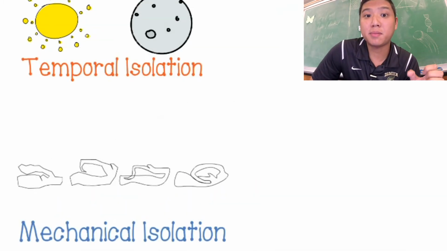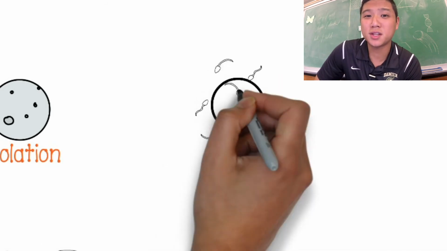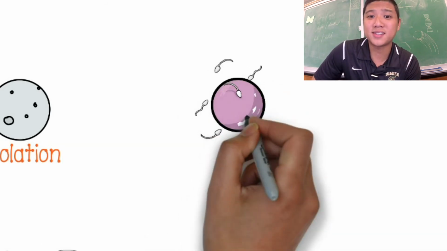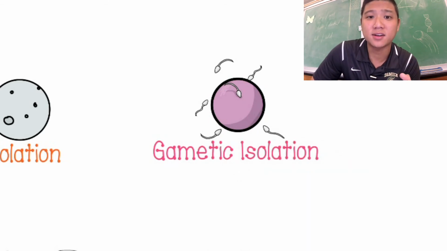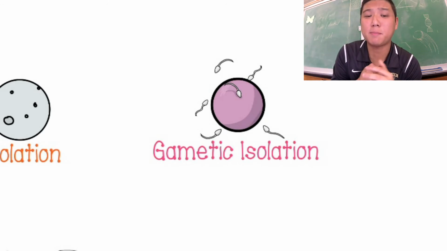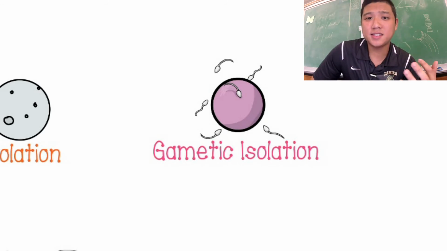Now let's say that the appendages are compatible with each other. There's another form of isolation where the gametes, or the sperm and the egg cells, are incompatible with each other. Maybe through mechanical reasons or chemical reasons, gametes are incompatible with each other. And this is known as gametic isolation.